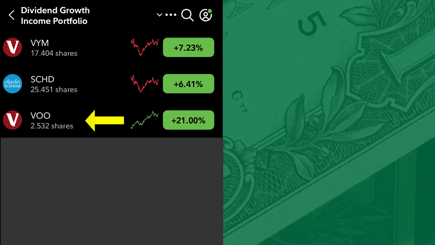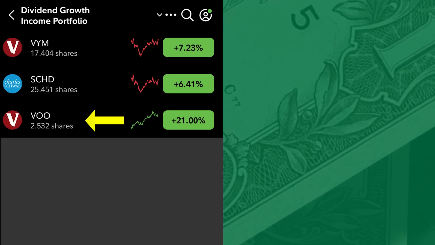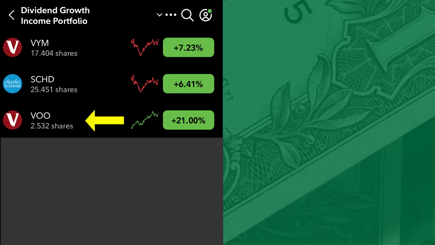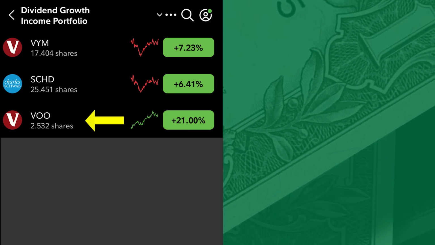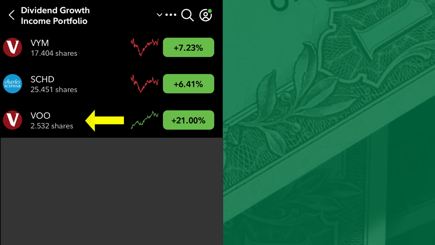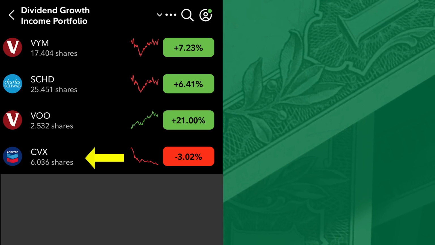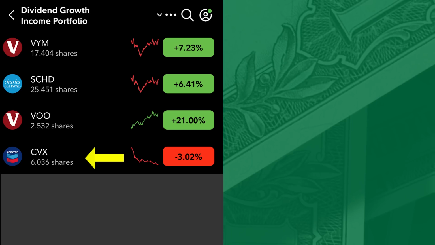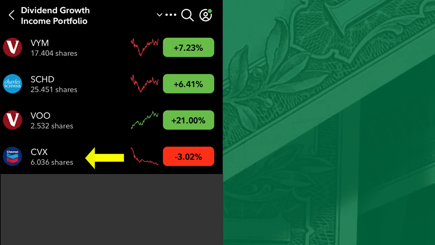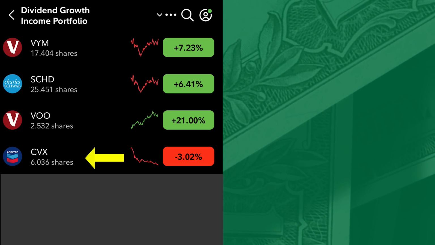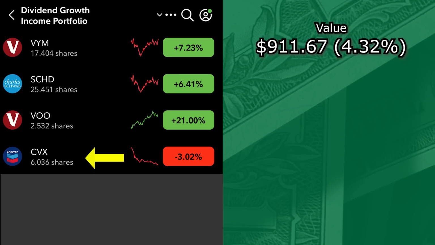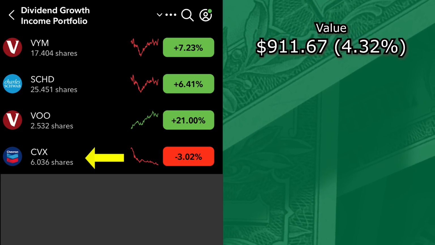Now let's get to the good stuff, the dividend growth stocks, the wonderful companies that make up the portfolio. Now I want no individual company to make up more than 5% in my portfolio here, ideally. First, we have Chevron, ticker CVX. This is an oil and gas company. It's the only energy company I hold in the portfolio. Currently, I'm holding 6.036 shares of CVX, valued at $911.67. This makes up 4.32% of the portfolio.